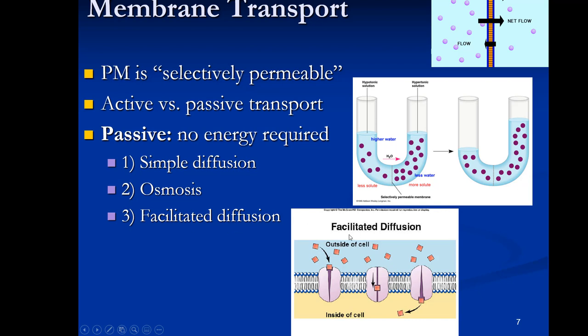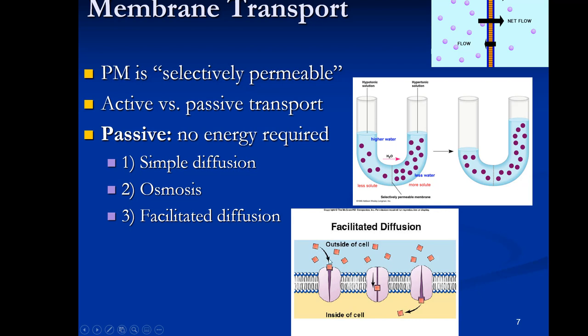Facilitated diffusion is our last one under passive I want to talk about. So this is an example of facilitated diffusion. This is not a channel. A channel would just be open or look open the whole way through. You can see that in this protein, this is an integral protein in the cell membrane, that this part down here is kind of closed. And then this whole protein kind of changes shape throughout this process.